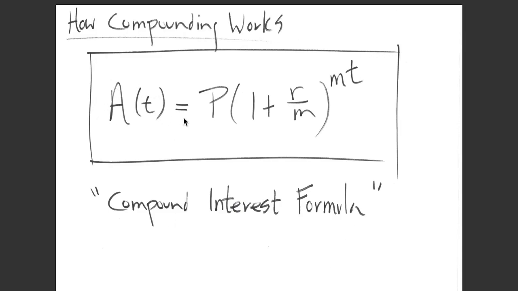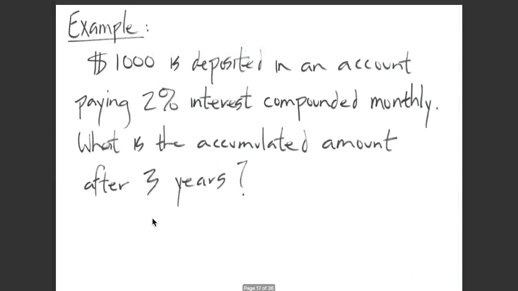And notice I'm writing it as a function now because I do want to apply what we know about exponential type functions to this situation. So this is the compound interest formula. Let's take a look at an example.